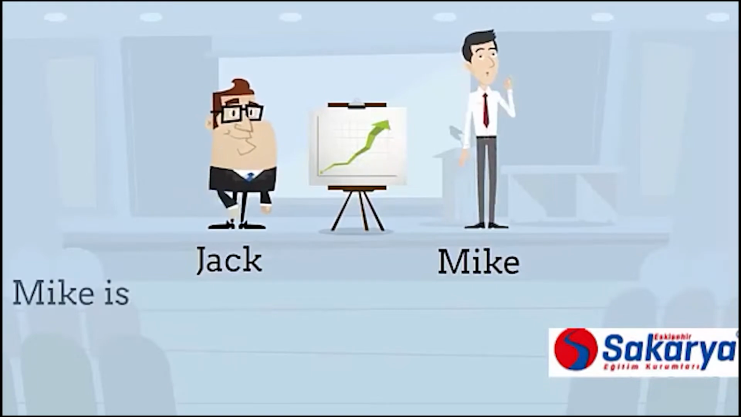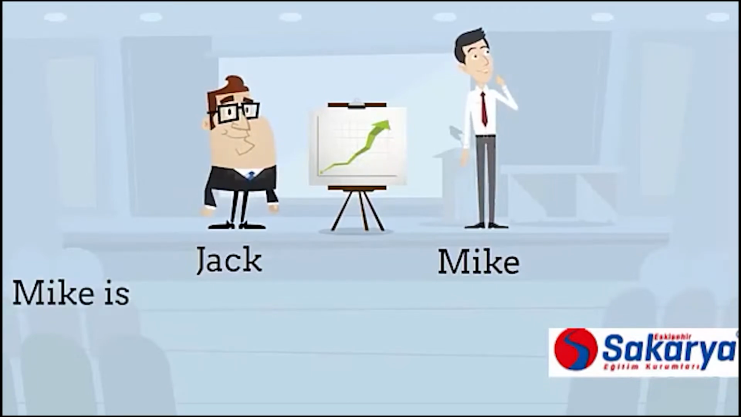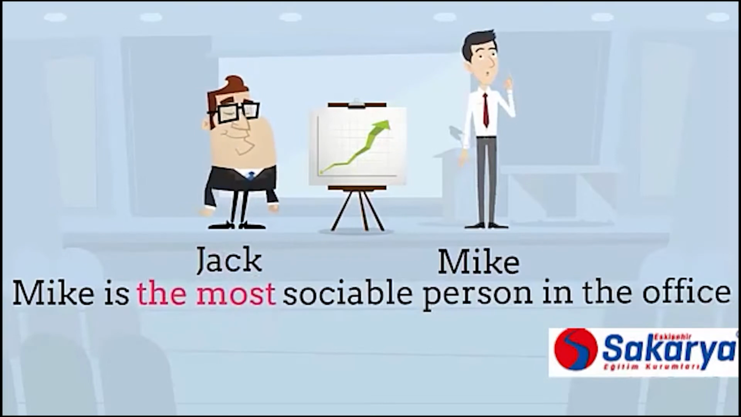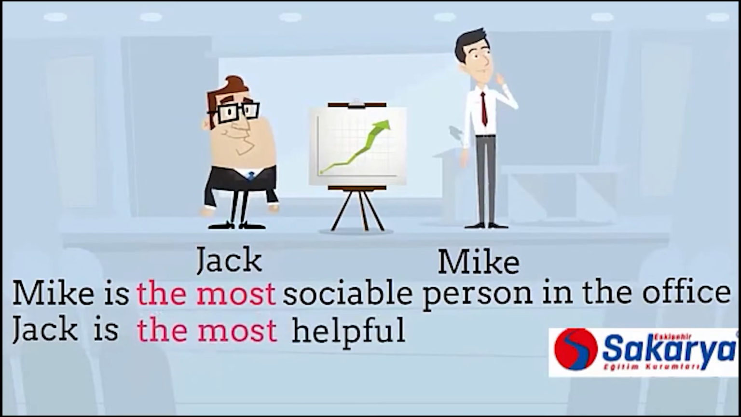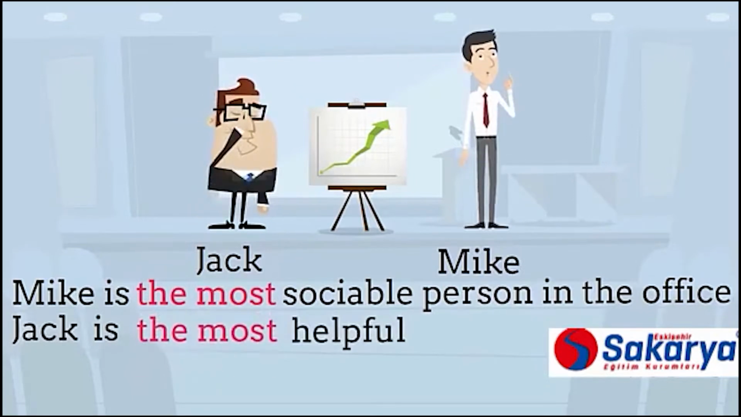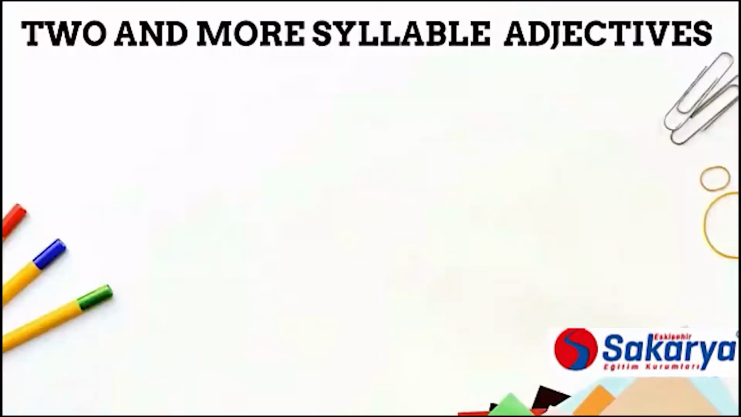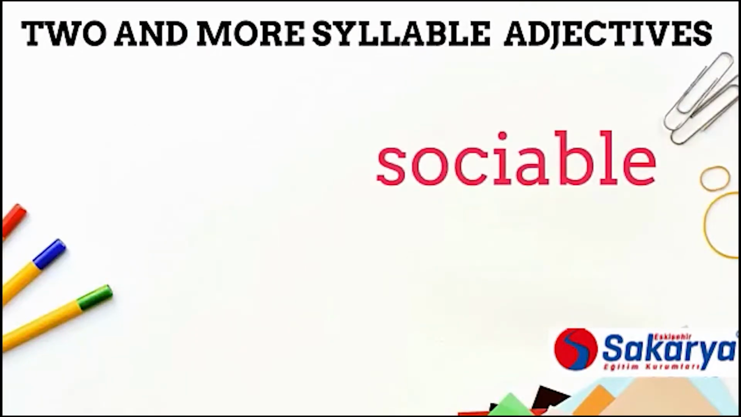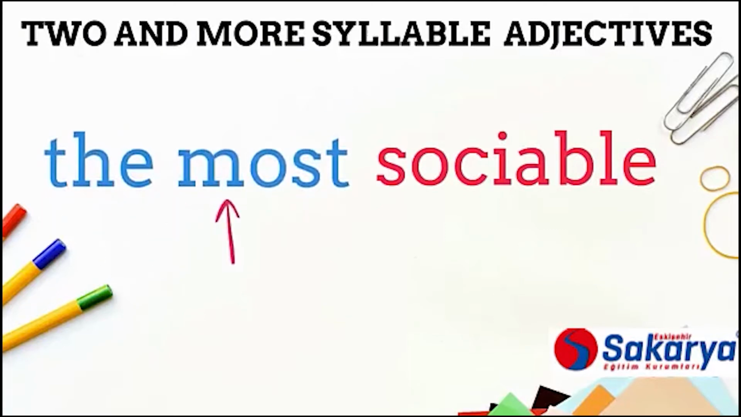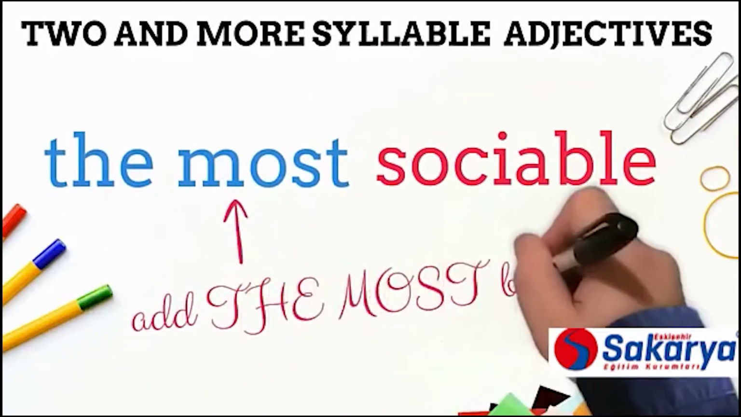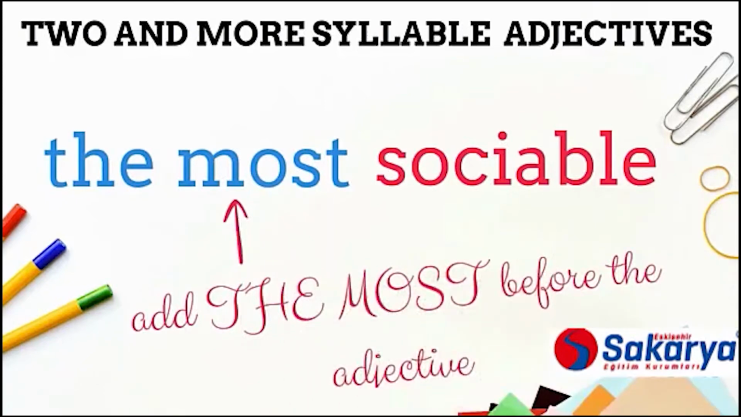Let's go back to Jack and Mike. Mike is the most sociable person in the office. Jack is the most helpful. Here we have two-syllable adjectives. With two and more syllable adjectives, we will use the most at the beginning of the adjective, like sociable, the most sociable. We will just add the most before the adjective.